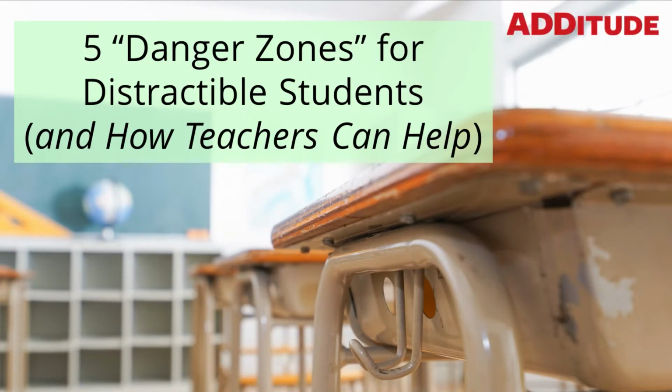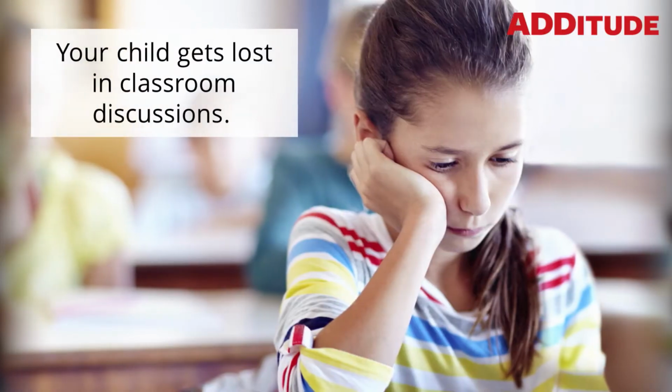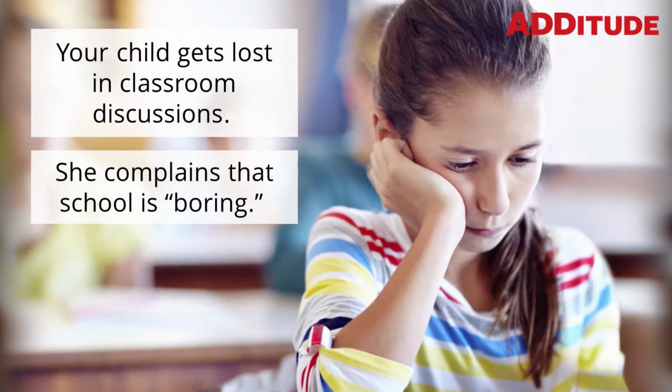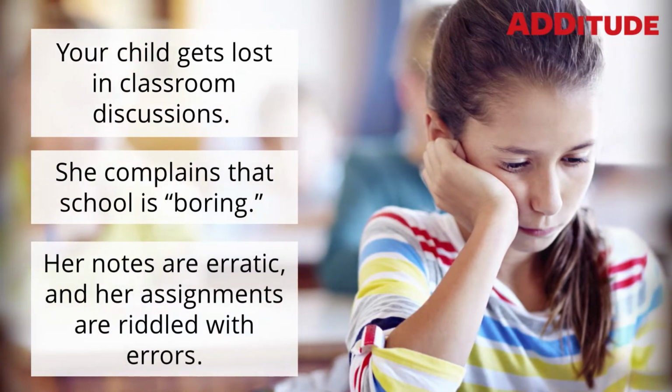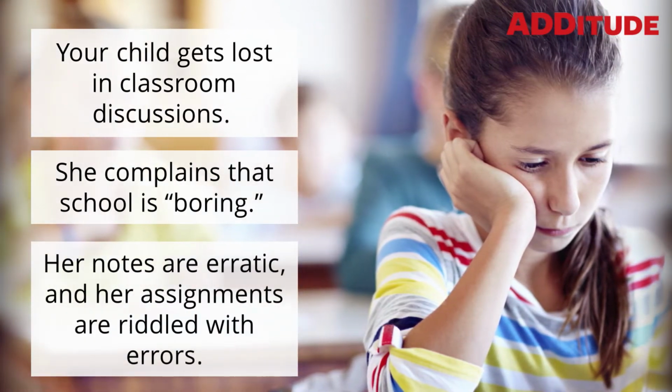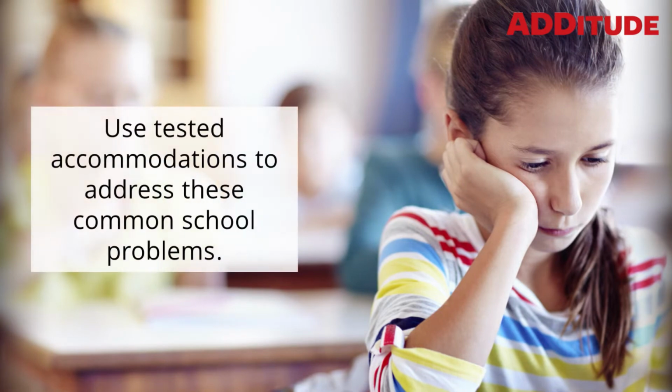5 danger zones for distractible students and how teachers can help. Your child gets lost in classroom discussions. She complains that school is boring. Her notes are erratic and her assignments are riddled with errors. Use tested accommodations to address these common school problems.